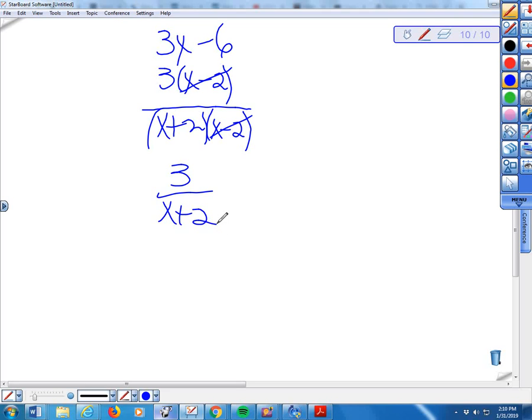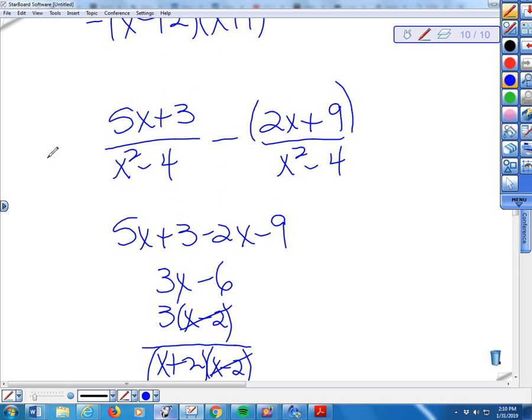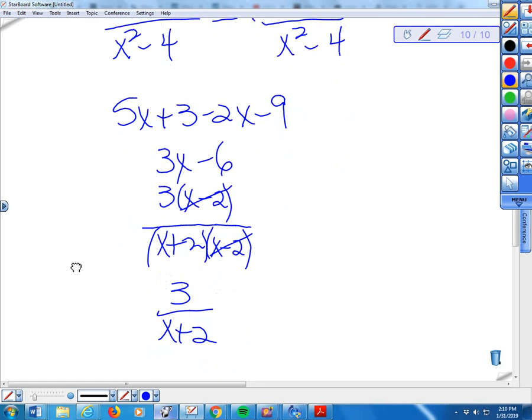Did you follow? Okay, I subtracted 2x and subtracted 9. I simplified my numerator to get 3x minus 6. I factored out a 3 to get x minus 2. I factored my denominator to be x plus 2, x minus 2. Canceled my x minus 2's, and I'm left with 3 over x plus 2. Okay, so if they're the same denominator, it's pretty easy.